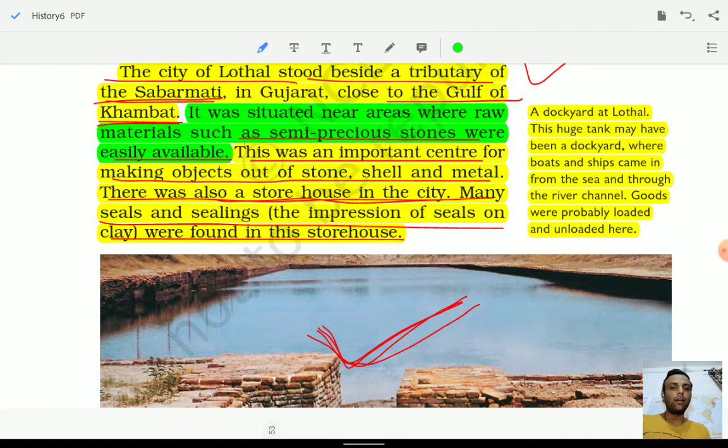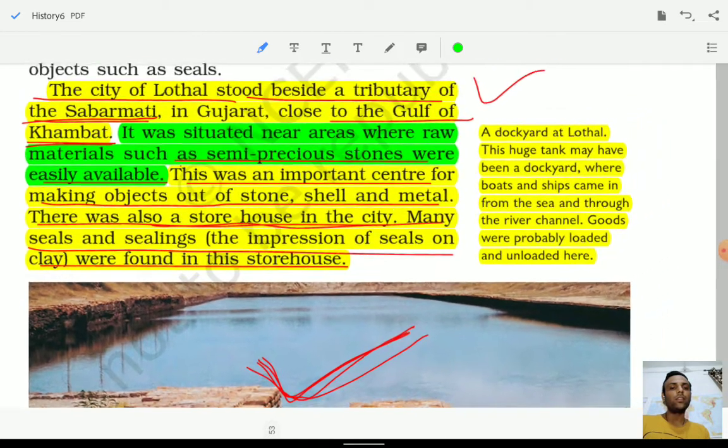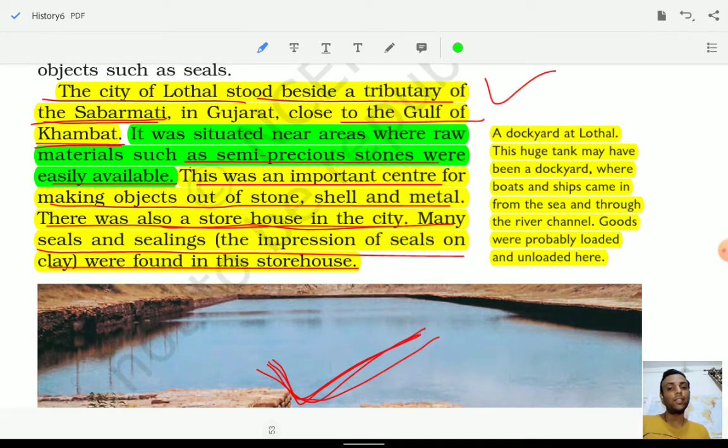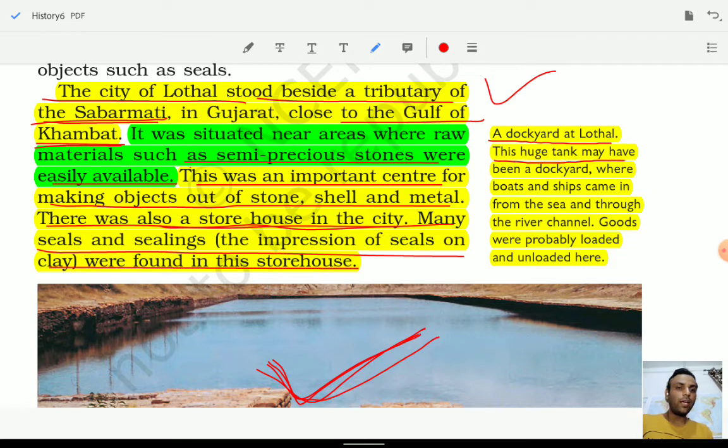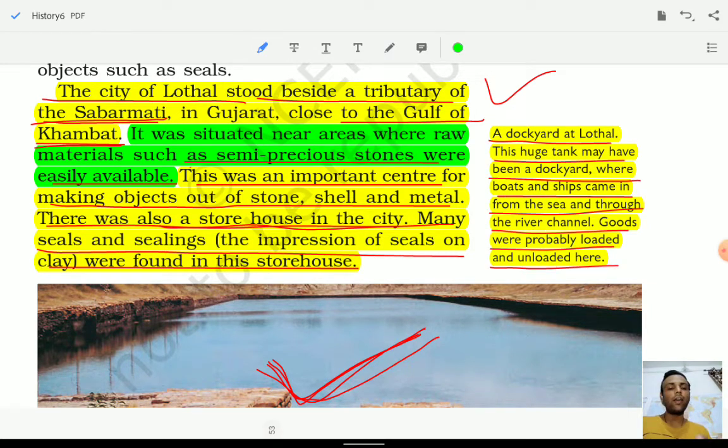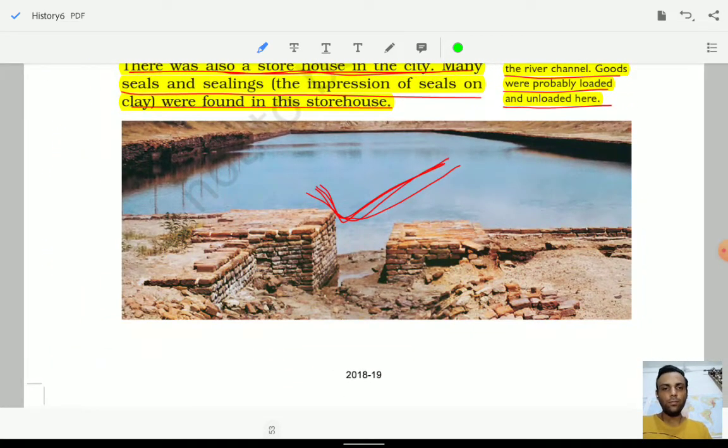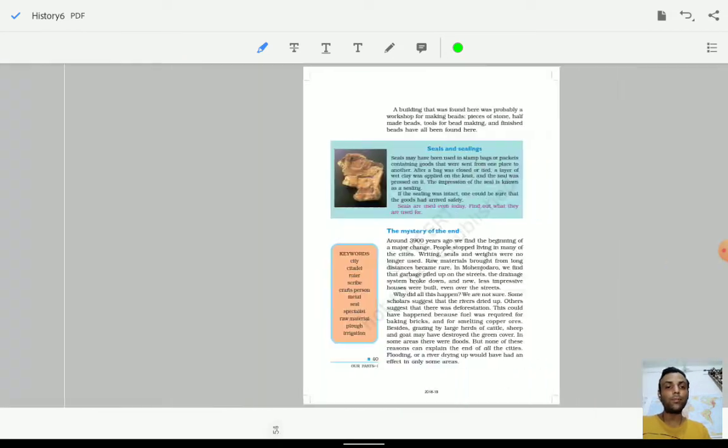the world. And since we already know that the Gulf of Khambat and that part of the Gujarat region is open to the Arabian Sea, they must have had some type of relation with the people of the Arabian Sea, or the people of West Asia, right? We will understand that as well. A dockyard at Lothal: this huge tank may have been a dockyard where boats and ships came from the sea through the river channel. Goods were probably loaded and unloaded because it was a very important site in terms of trade and business, right? So Lothal becomes important, Dholavira becomes important.